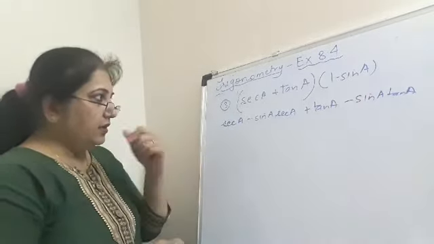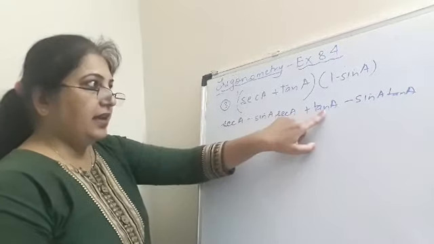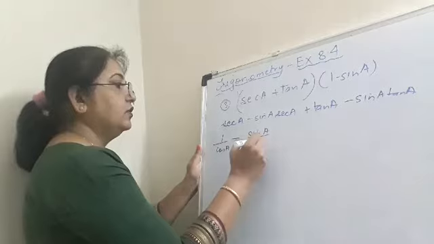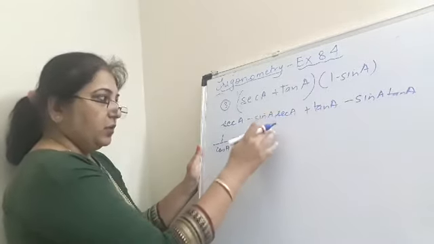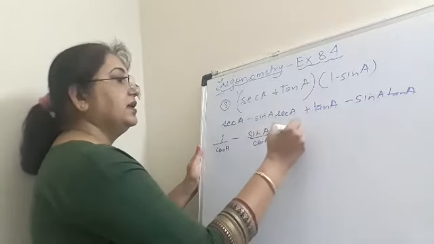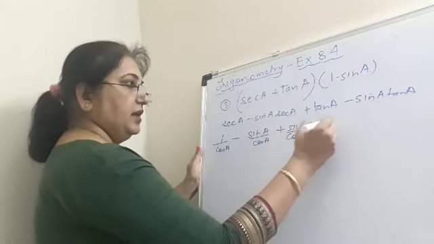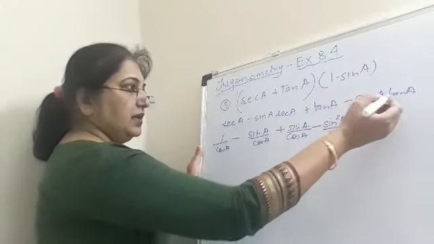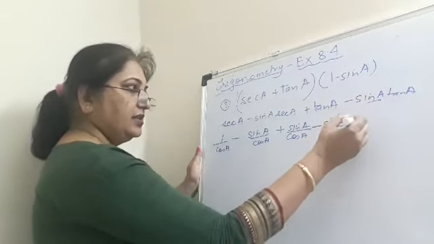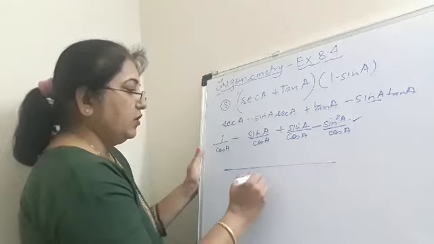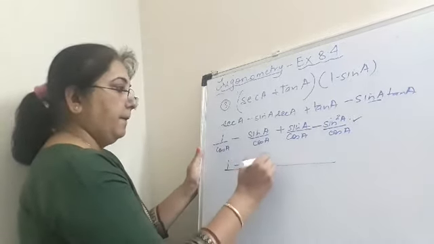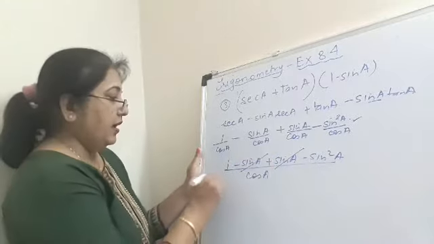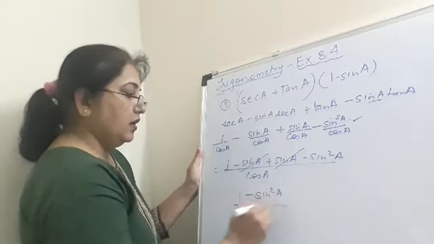Now let us continue. We can write sec A as 1 upon cos A, minus sin A upon cos A, plus sin A upon cos A, and minus sin square A upon cos A. I hope you followed why sin square A: because tan A is sin A upon cos A, and sin A multiplied by sin A gives sin square A. Now the LCM will be cos A, so 1 minus sin A plus sin A minus sin square A. So this will cancel, and I now have 1 minus sin square A upon cos A.